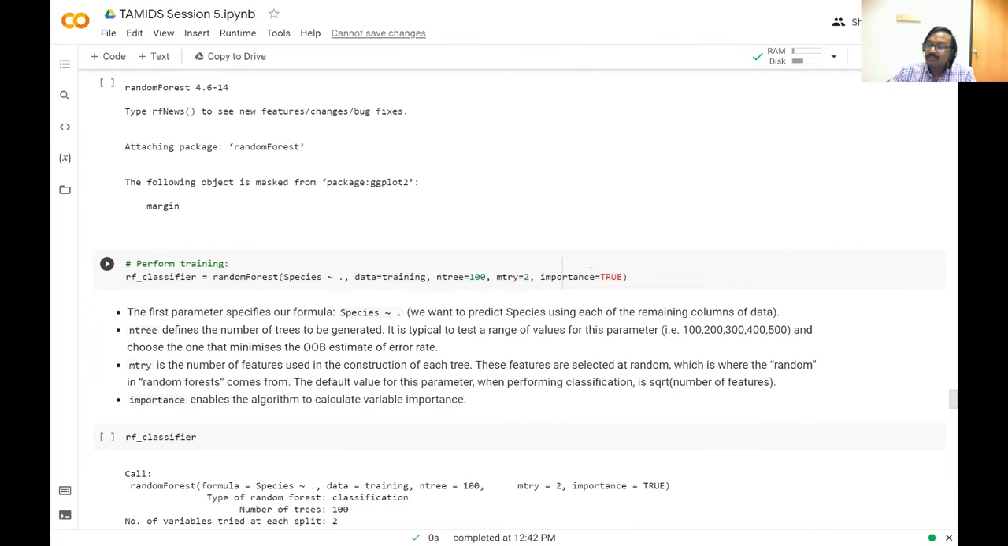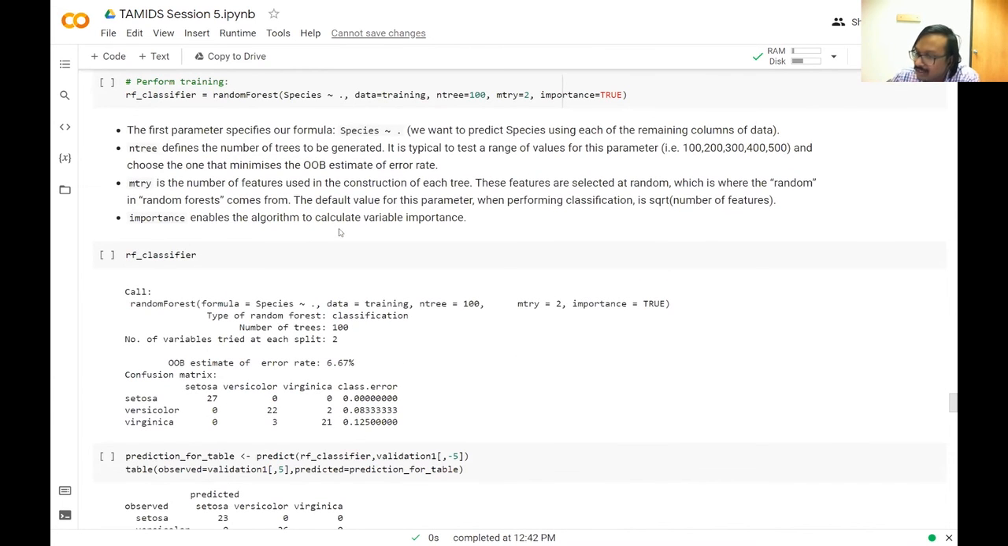Also, importance equal to TRUE. As someone talked about, if we can identify variables that are unimportant or non-informative towards the response, importance equal to TRUE enables the algorithm to calculate variable importance. The variable importance is calculated using the Gini impurity and other metrics, and it can order the variables according to their importance.